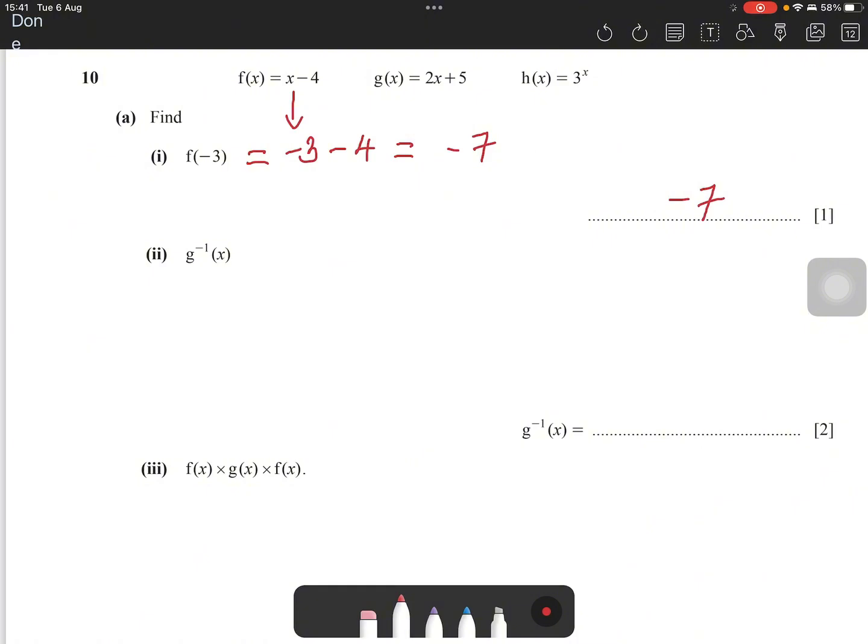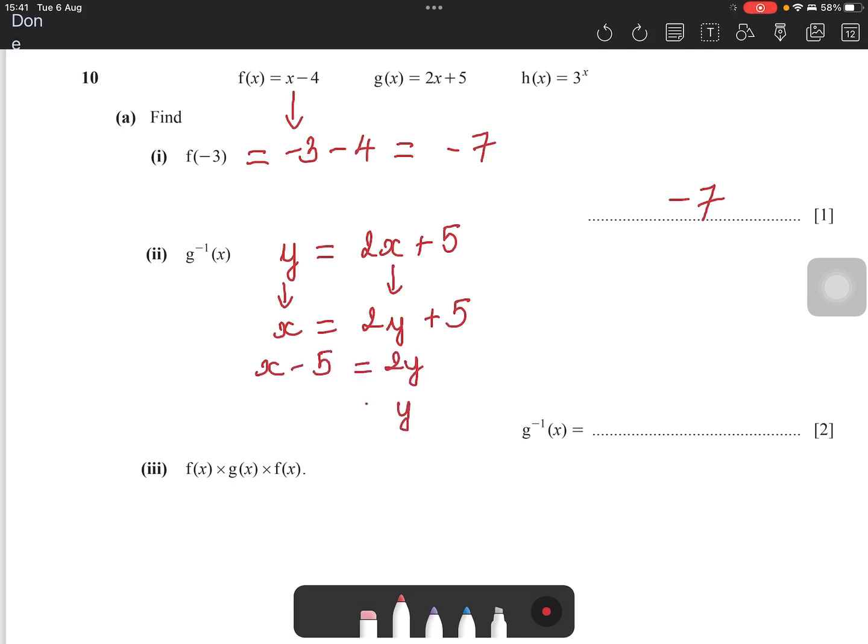Second question, find the inverse of g. You know g of x means y equals 2x plus 5. To find the inverse of this, we'll change y to x and we change x to y. Then we'll make y the subject by subtracting both sides by 5. Then to make y the subject, we'll divide both sides by 2. So this one is the inverse function of g. The answer is x minus 5 over 2.